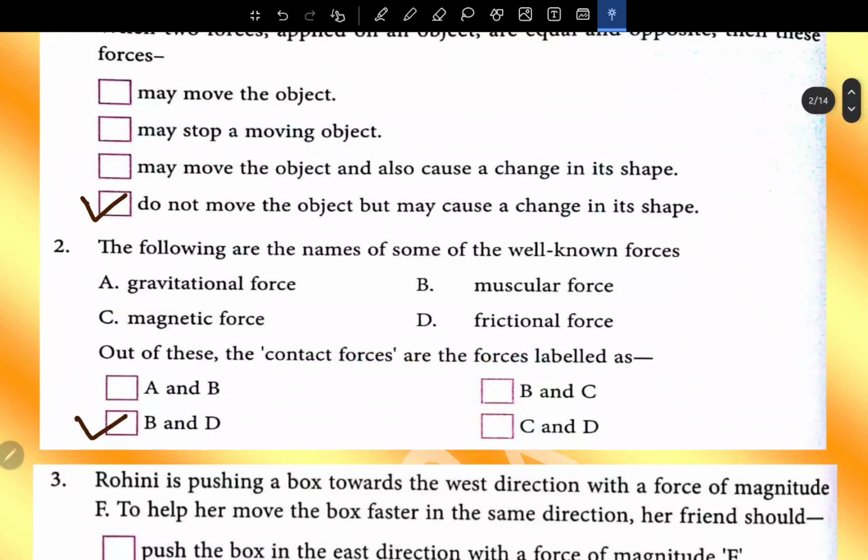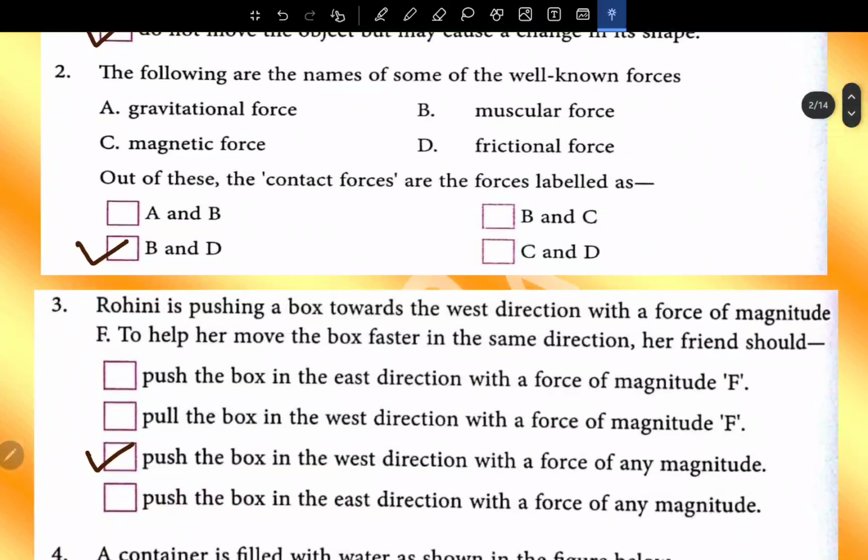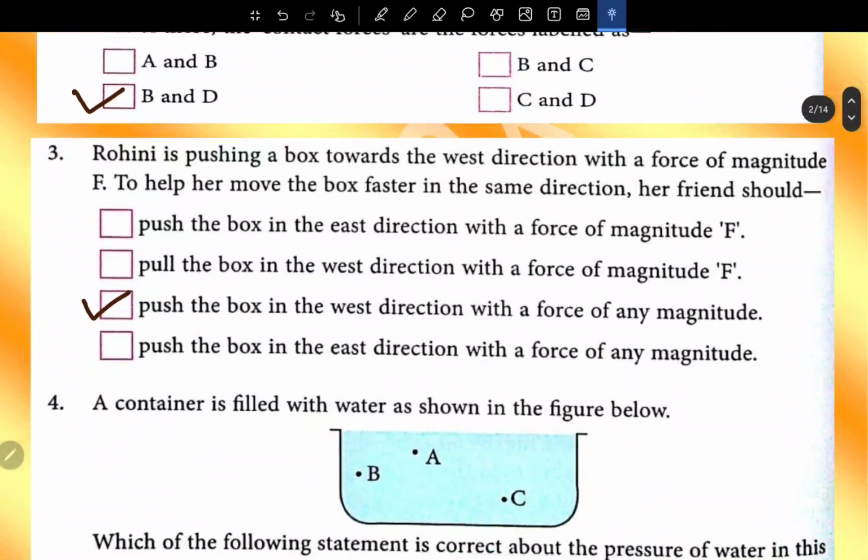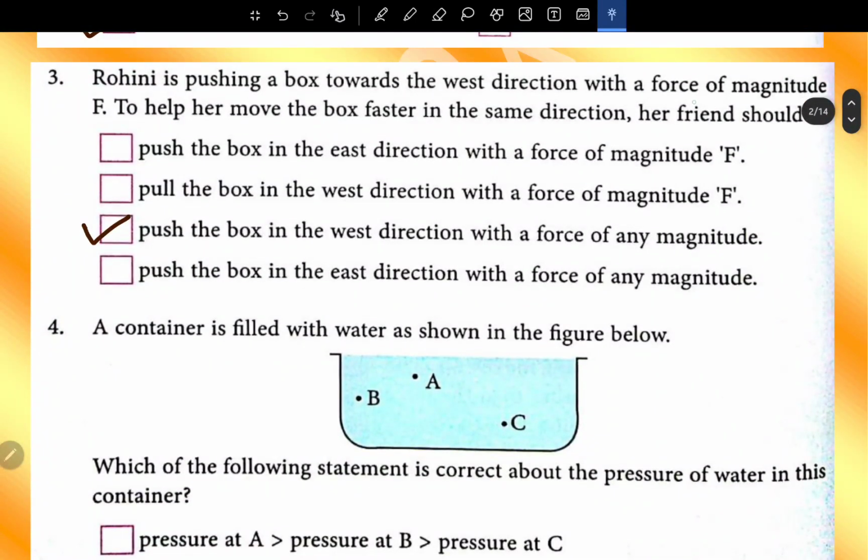The following are the names of some of the well-known forces: gravitational force, muscular force, magnetic force, frictional force. Now, out of these, the contact forces are those labeled as B, that is muscular force, and D, frictional force. Rohini is pushing a box towards the west direction with a force of magnitude F. To help her move the box faster in the same direction, her friend should, this is option 3, push the box in west direction with a force of any magnitude.